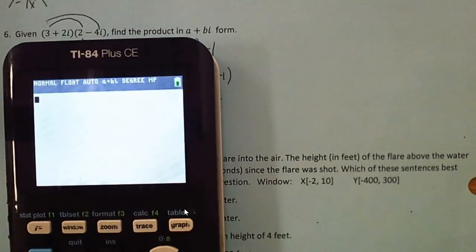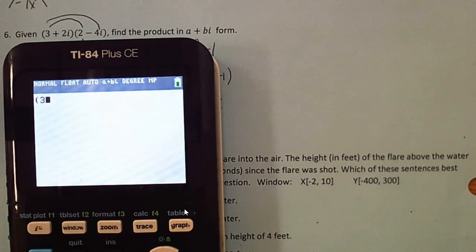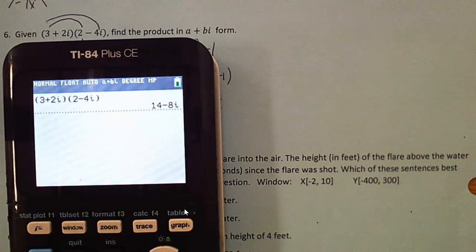So I'm just going to type in exactly what I see. 3 plus 2i, and then other parentheses 2 minus 4i. And there's your answer, 14 minus 8i. How do you do this without the calculator?